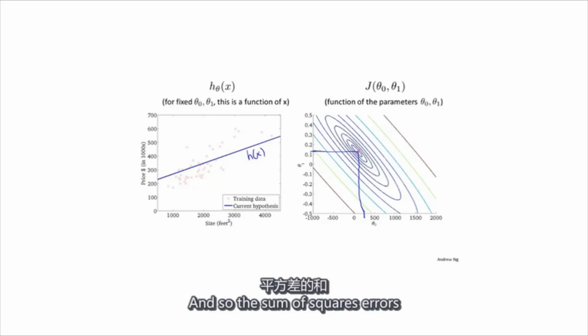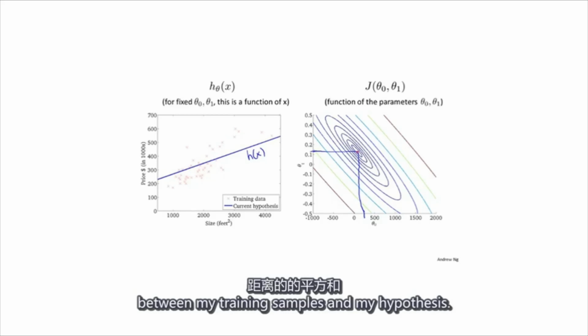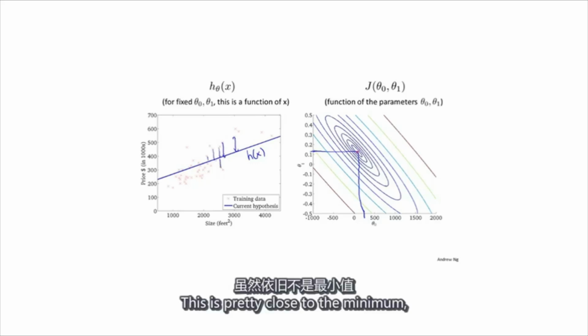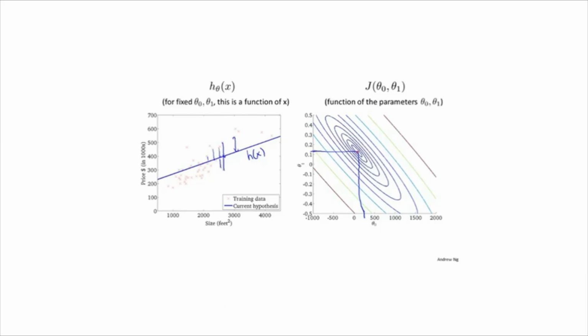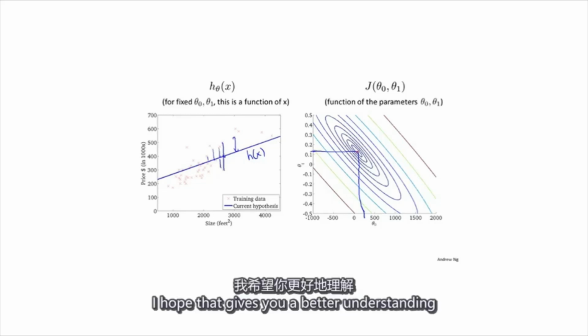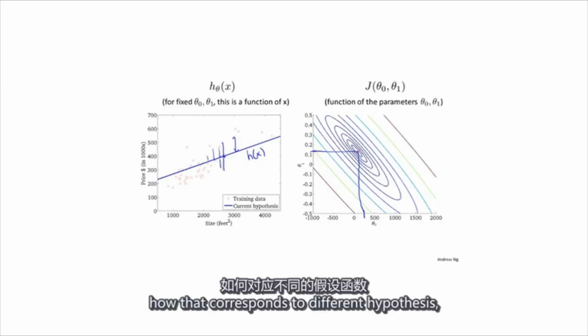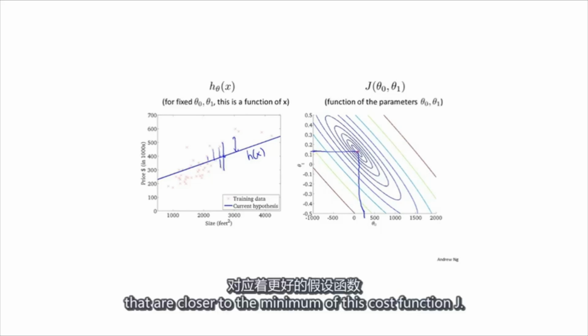And so the sum of squared errors, the sum of squared distances between my training examples and my hypothesis, really that's a sum of squared distances of all of these errors. This is pretty close to the minimum, even though it's not quite the minimum. So with these figures, I hope that gives you a better understanding of what values of the cost function J are, and how they correspond to different hypotheses, as well as how better hypotheses may correspond to points that are closer to the minimum of this cost function J.